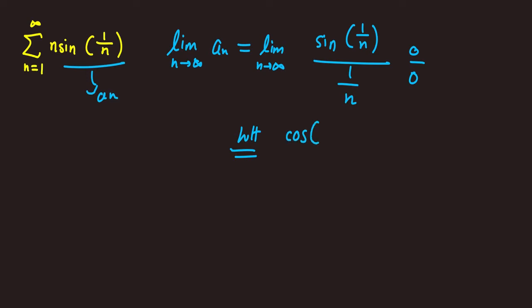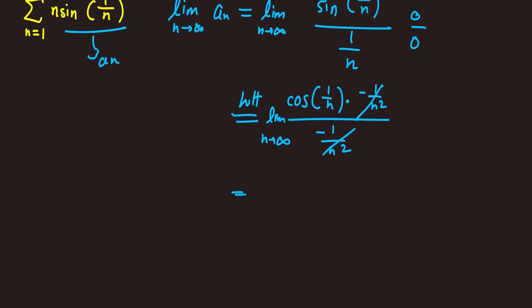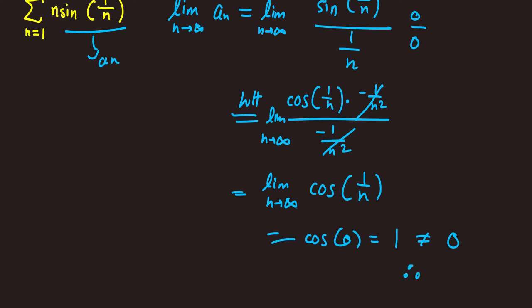So if we do that, we'll get cos(1/n) times negative 1 over n^2 over negative 1 over n^2 on the denominator, and the negative 1 over n^2 terms cancel out, so we just get cos(1/n). And if we take n going to infinity of cos(1/n), it's just going to be cos of 0, and cos of 0 is just 1, and 1 does not equal 0, so we get divergence.